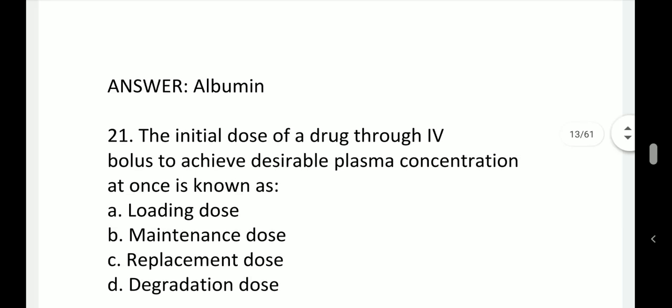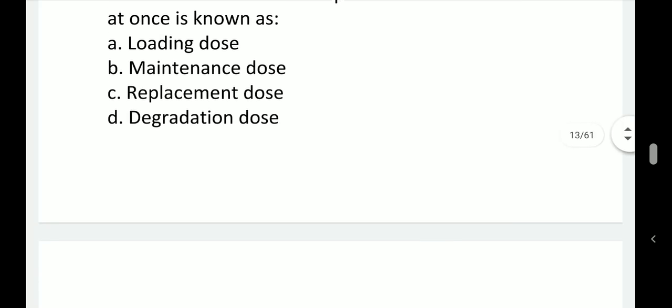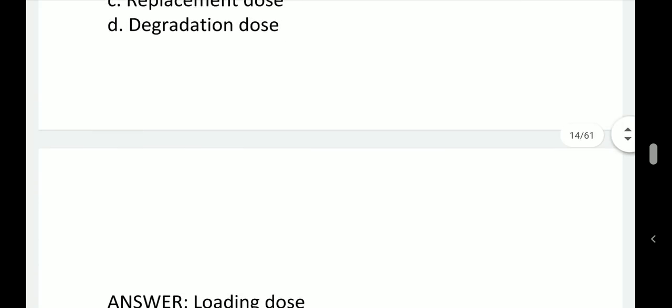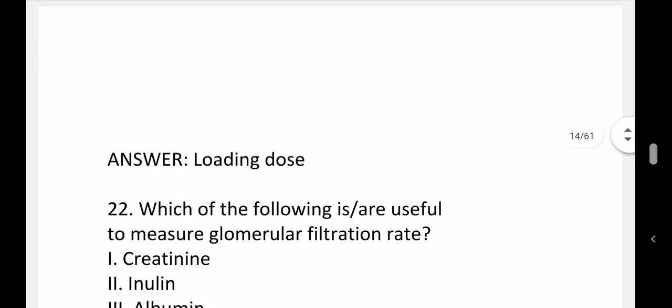Question number 21. The initial dose of a drug through IV bolus to achieve desirable plasma concentration at once is known as option A, loading dose, option B, maintenance dose, option C, replacement dose, option D, degradation dose. Answer is loading dose. That is option A is the correct answer.